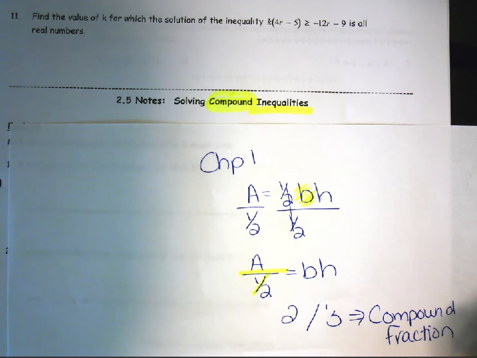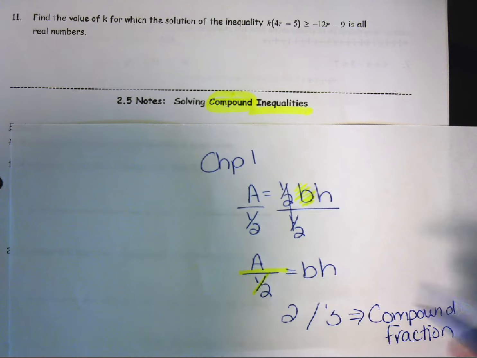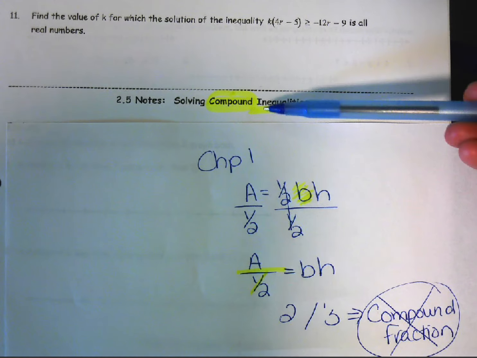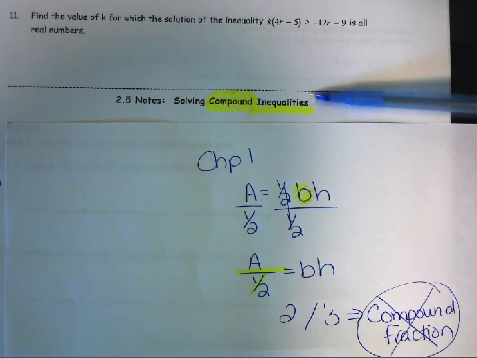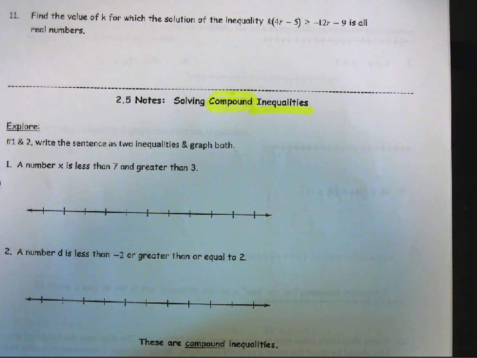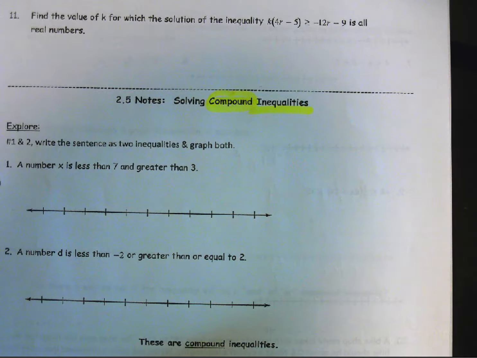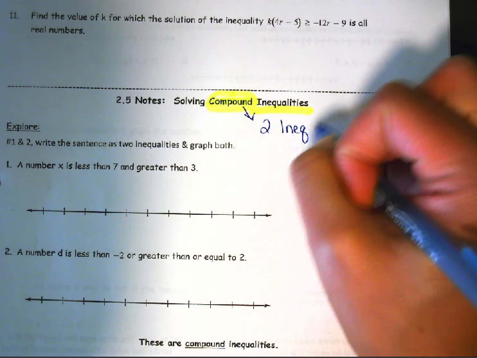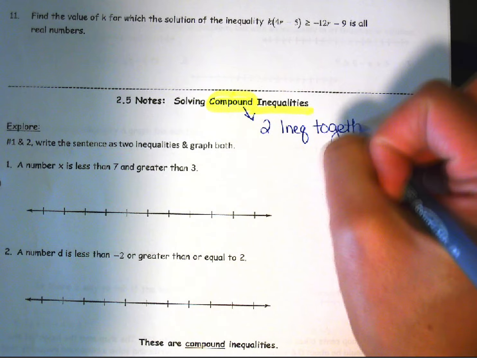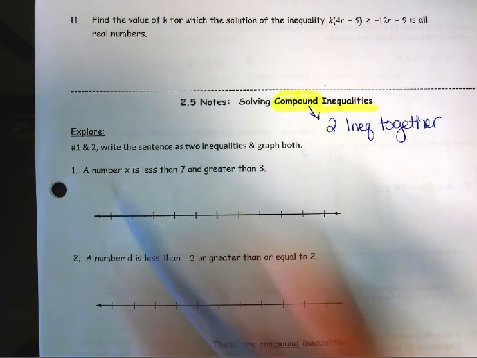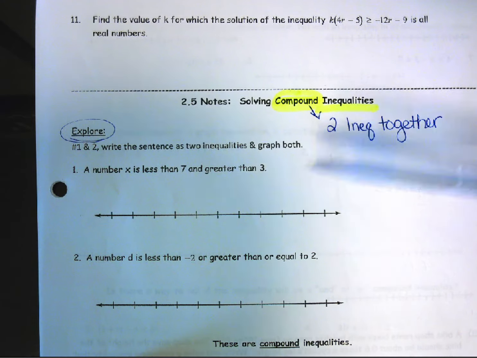And in math class, a compound fraction is really a big no-no. But in today's lesson, you're going to see that in inequalities, it's actually acceptable. So what we're going to be doing today is looking at how to put, essentially, two inequalities together. We only have two of them, and we need to look at what they are. If you look at the first two examples here, notice it says explore. So we're going to give you an example of each one.